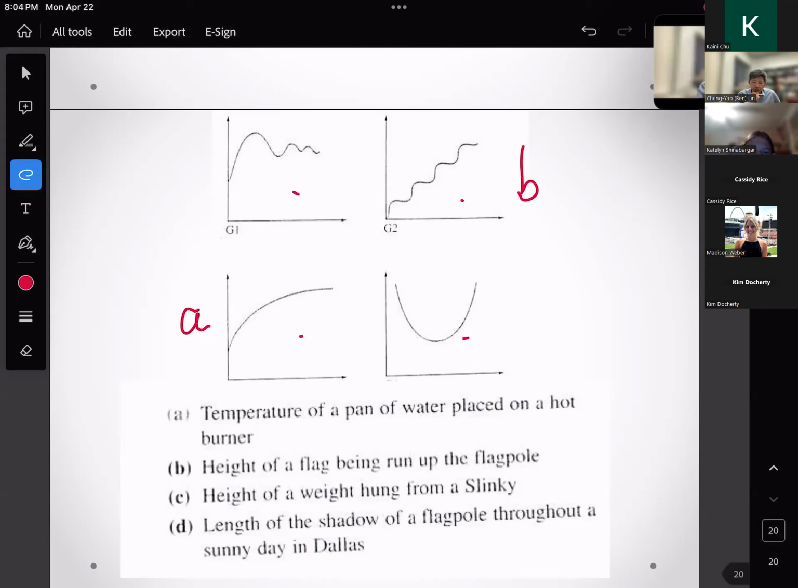So now we have 2 more. Height of a weight hung from a slinky. Do you think the slinky will be the last one? No. Slinky will be the first one. What do you think? Yeah, I think the first one. Yeah, first one, very good. And this one must be the last one. The length of the shadow of a flagpole throughout a sunny day in Dallas. All right, this one must be.